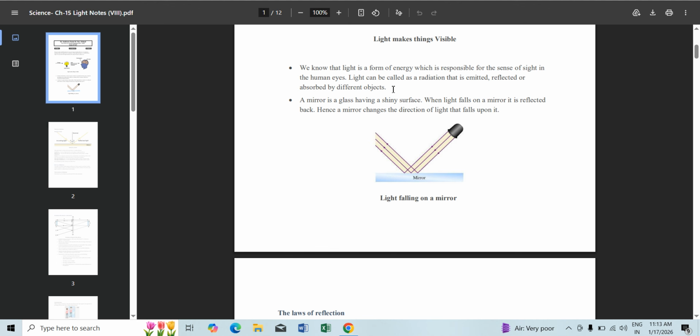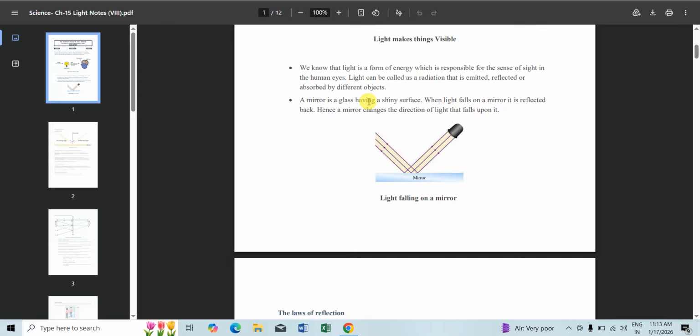It helps the human eye to see what is outside. And it can be emitted. Emitted means produced. And reflected, we will study about that, what is reflection, and absorbed by different objects.